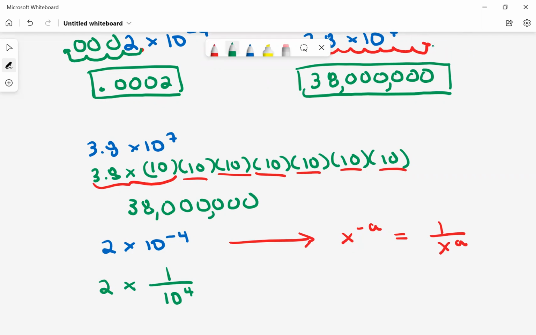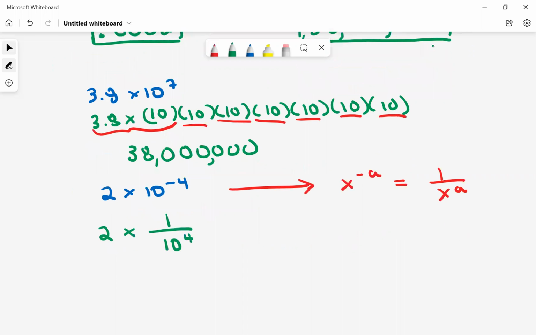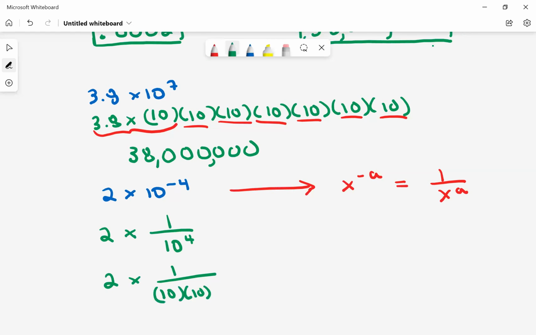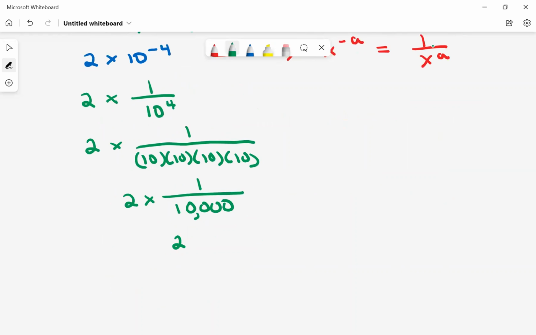Now, 10 to the 4, if I write that out, that's 10 times 10 times 10 times 10, which is actually 10,000 when I write it out. So 2 times 1 over 10,000, which as a fraction is 2 over 10,000, right? Because I multiply fractions. I can put the 2 over 1 and multiply straight across. We did that previously. But as a decimal, which is what I said.